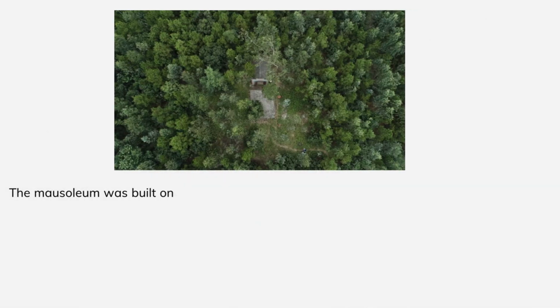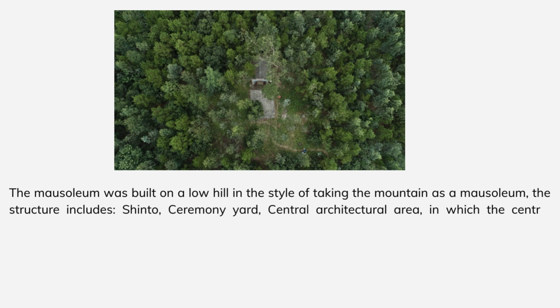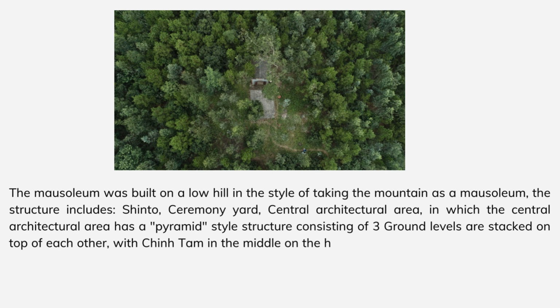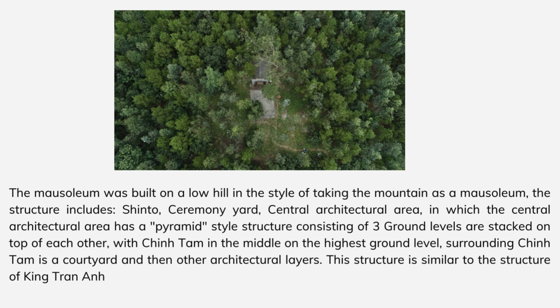The mausoleum was built on a low hill in the style of taking the mountain as a mausoleum. The structure includes a Shinto ceremony yard and a central architectural area, in which the central architectural area has a pyramid-style structure consisting of three ground levels stacked on top of each other, with Chin Tam in the middle on the highest ground level. Surrounding Chin Tam is a courtyard and then other architectural layers. This structure is similar to the structure of King Tran Thai Tong's mausoleum, Thai Lang.